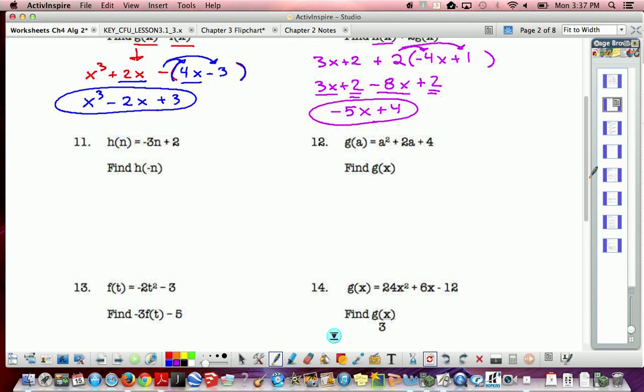All right, moving right along. Number 11 says h of n equals negative 3n plus 2. Find h of negative n. So what this basically means is every place I have an n, I'm going to replace it with negative n. So h of negative n would equal negative 3 times negative n plus 2. Two negatives make a positive, so it ends up equaling just 3n plus 2.